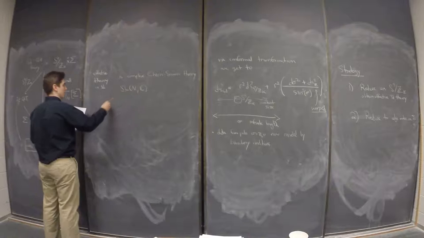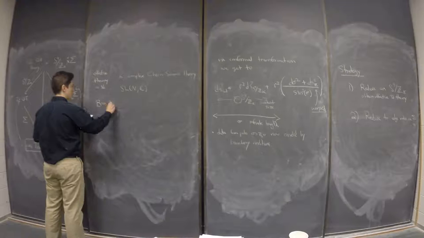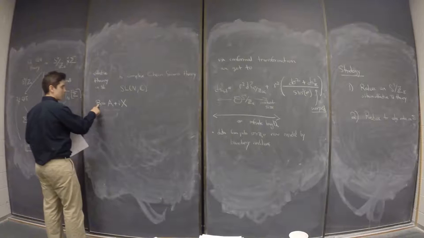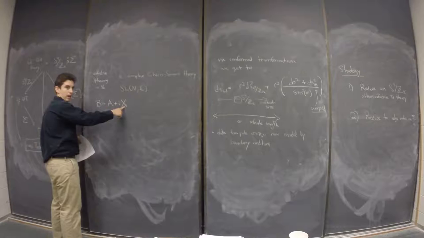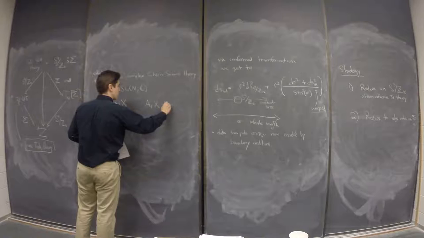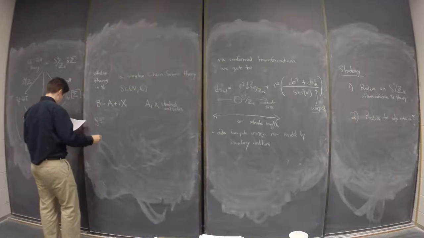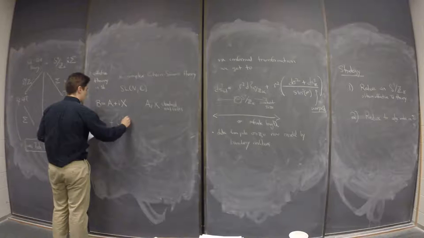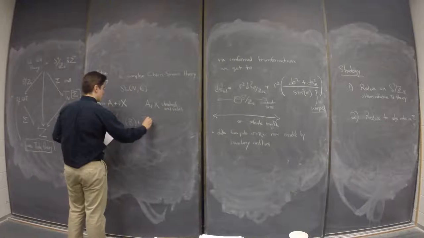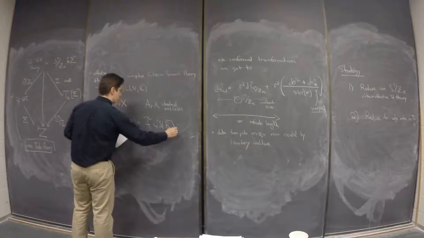So what is the action and so forth here? So the dynamical variable is a connection B. The root is A plus iX. So this is an SL(N,C) connection, this is an SU(N) gauge field, and this is an ordinary adjoint field. So A and X are standard. The action looks as follows. There's a coupling constant t times the Chern-Simons functional of B plus another coupling constant t tilde times the Chern-Simons functional of B bar, the complex conjugate.